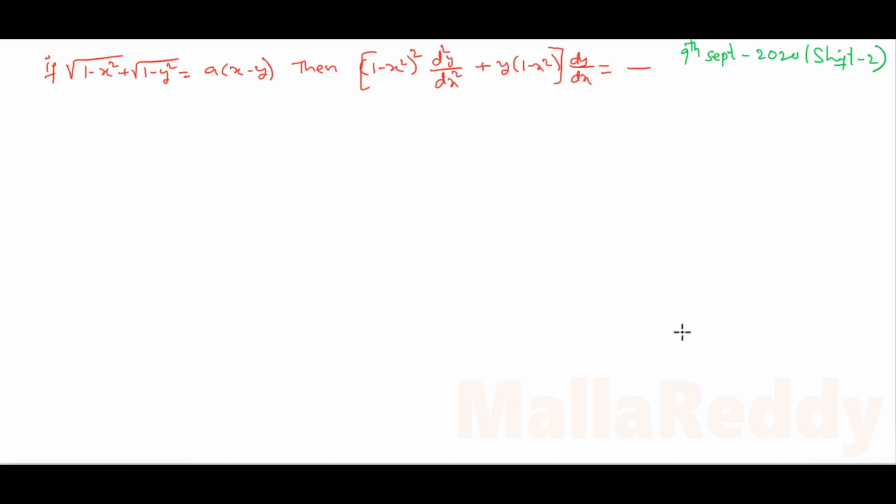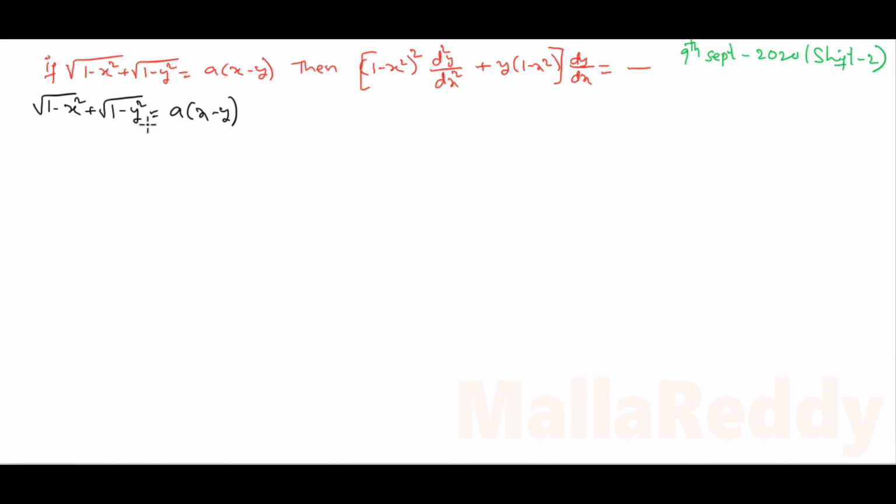If root over 1 minus x square plus root over 1 minus y square is equal to small a into x minus y, then the value of 1 minus x square whole square into d square y by dx square plus y into 1 minus x square into dy by dx is equal to dash. Here it is given root of 1 minus x square plus root over 1 minus y square is equal to small a into x minus y.